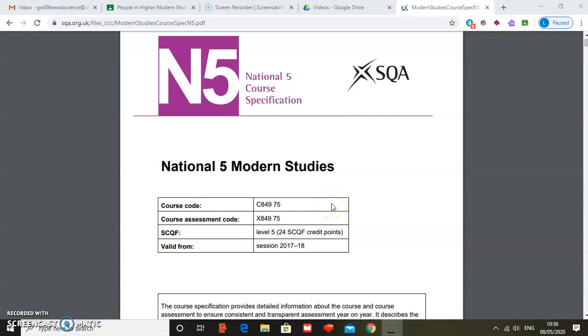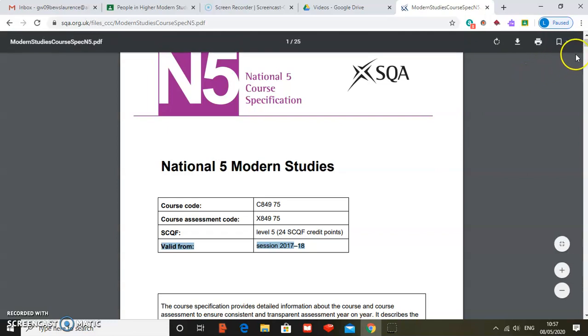Hello, in this presentation we'll be going over the National 5 Course Specification. This is the guide that teachers have to use to ensure that we're teaching the right materials for that final exam. Now, as you can see, valid from session 2017 to 18, this is the most up-to-date version. It tells us all the content that needs to be in the courses that could potentially be assessed in the final exam. Also, when you ask why are we doing this, this is why.